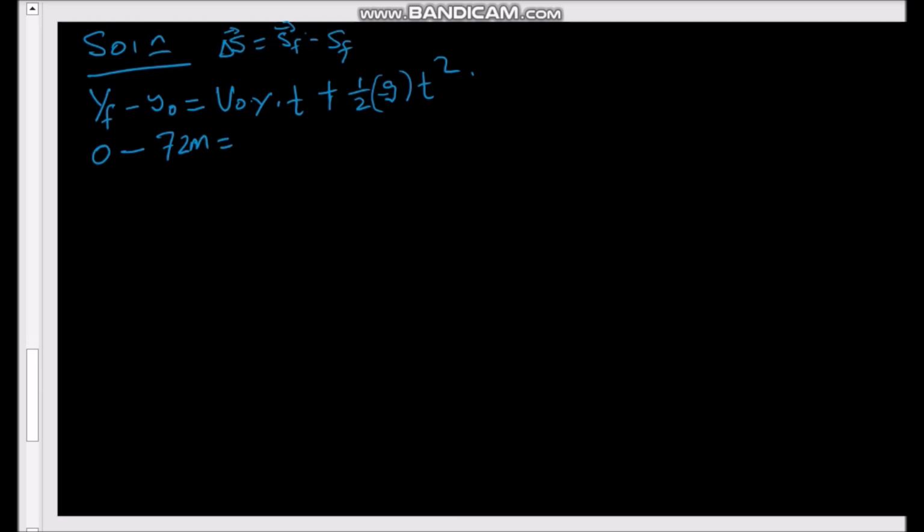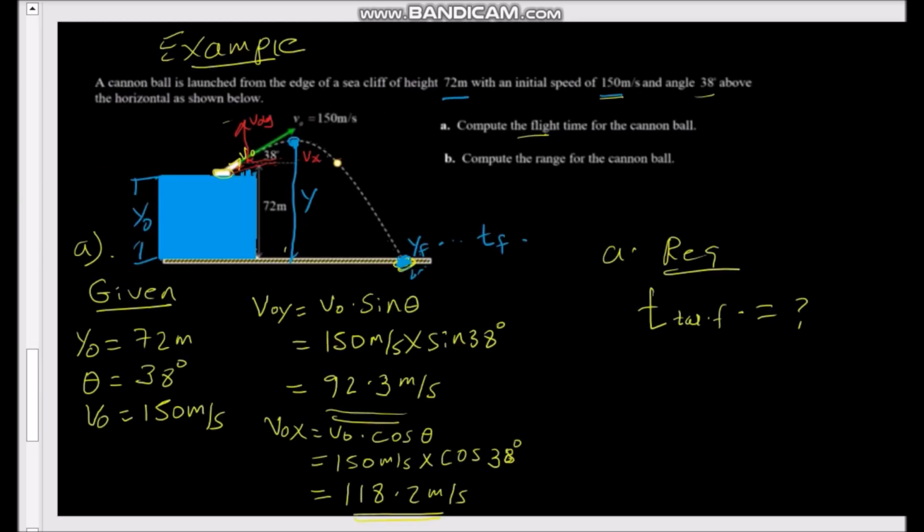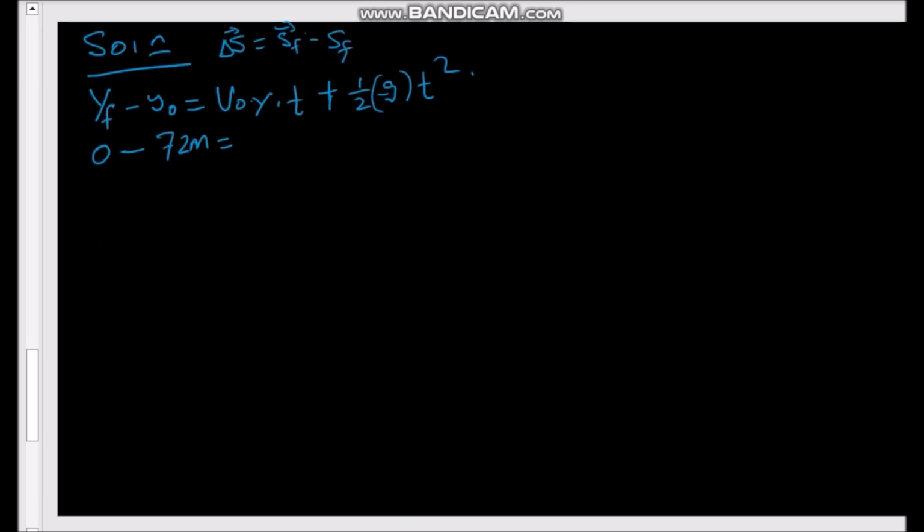meters is equal to v naught y. V naught y we already calculated, the vertical component of the velocity, v naught times sine theta, 92.3 meters per second, times t plus minus 1 over 2, acceleration due to gravity 9.8 meters per second squared, times t squared.